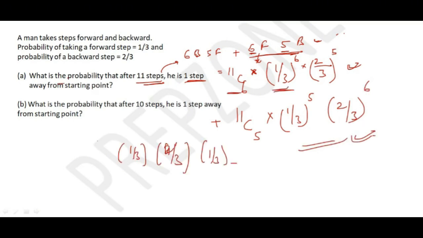Ayush, attempt part B. So part B will be 0, because how can he be 1 step away with 10 steps? Very good. The answer is 0, because if he takes a total of 10 steps, then either 5 forward and 5 backward, in which he'll be 0 steps away, or 6 forward and 4 backward, in which he'll be 2 steps away. So if he's taking an even number of steps, he will always be an even number of steps away from the starting point.